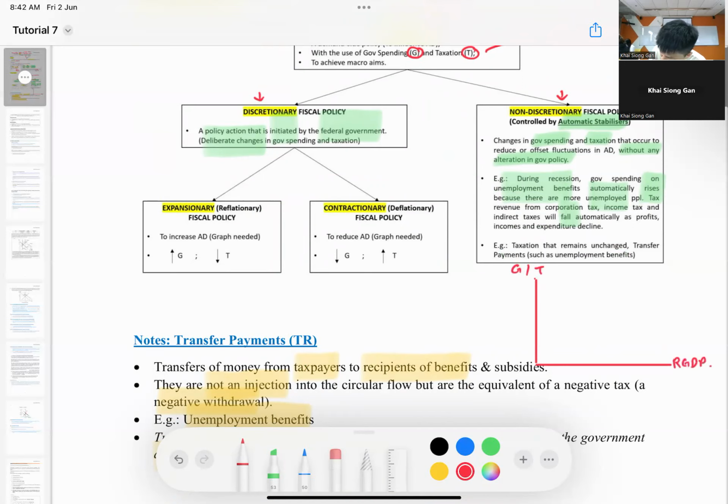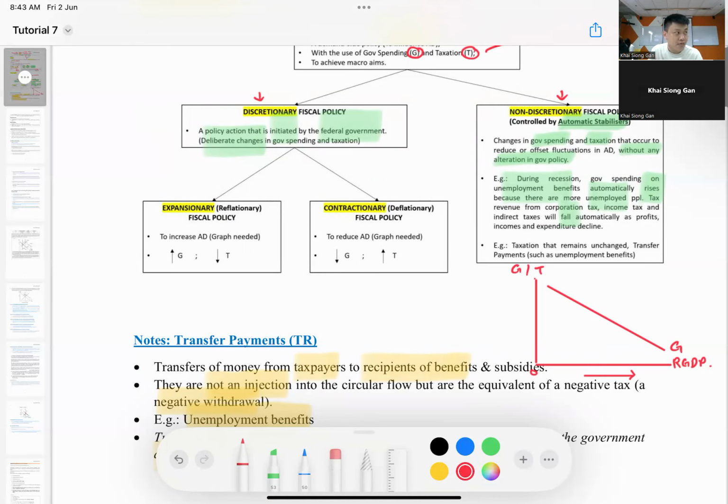in which the further it is from the origin, the better the country is. Okay, so therefore, I can assume that the government spending will be a downward sloping line. Why? Because when the country's real GDP is getting larger and larger, that means the country is getting better and better, in which the spending on the unemployment benefits will get less and less and less.